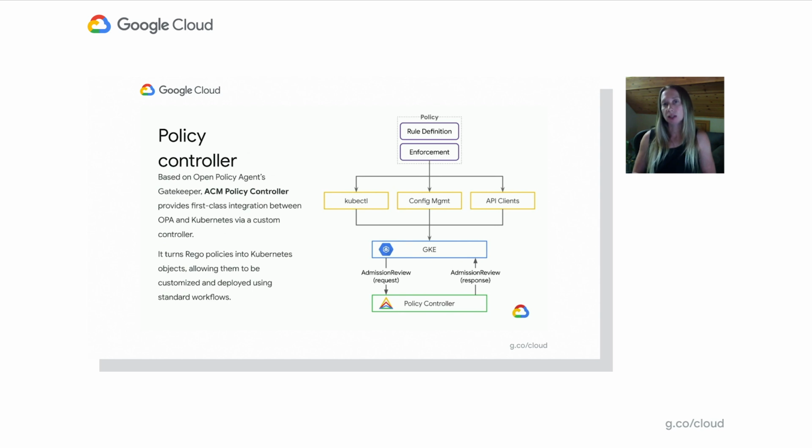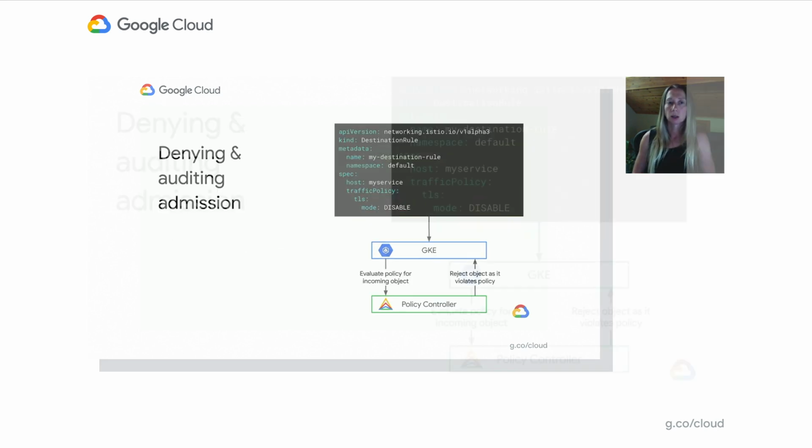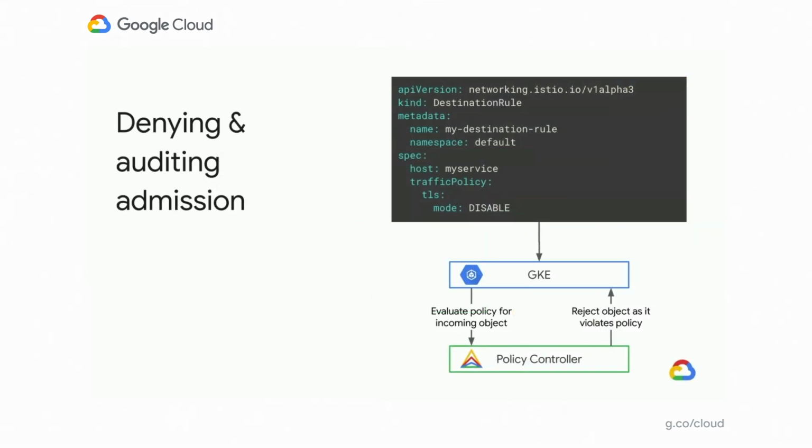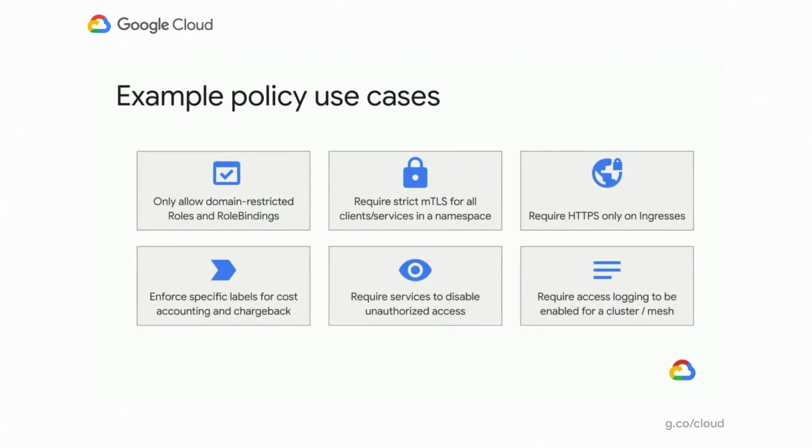Based on Open Policy Agent's Gatekeeper, ACM Policy Controller provides first-class integration between OPA and Kubernetes via a custom controller. This turns Rego policies into Kubernetes objects, allowing them to be customized and deployed using your standard workflows. When Policy Controller is configured, incoming objects can be denied admission into your cluster or audited to see if they violate governance policies. So we offer quite a few sample policies that you can use with ACM. They include policies like requiring services to disable unauthorized access or label enforcement.